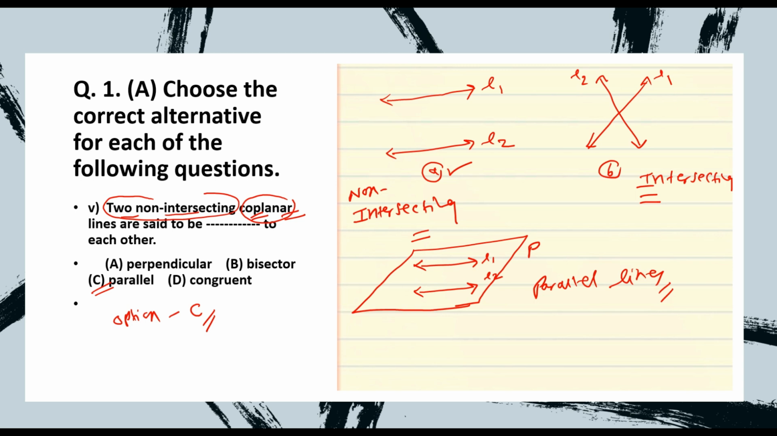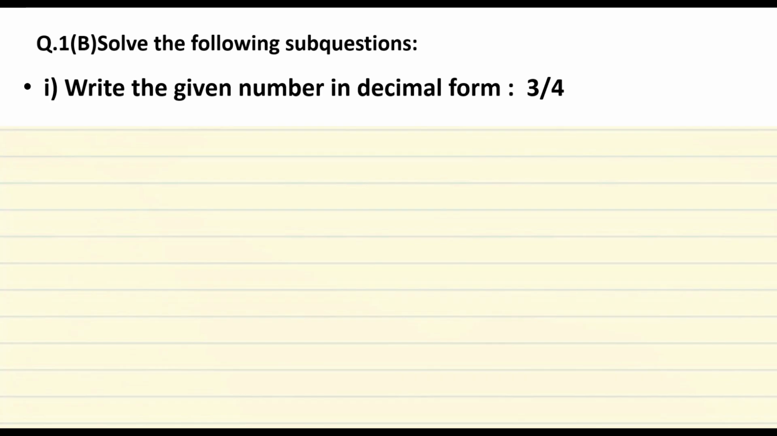So this way we completed 5 MCQs, each with its explanation. Now let us move to question 1B. This revision is for the first semester examination. Many of the students are appearing for this examination.